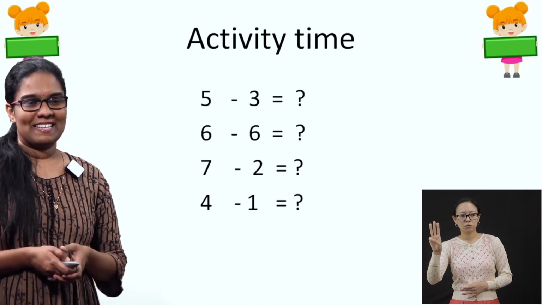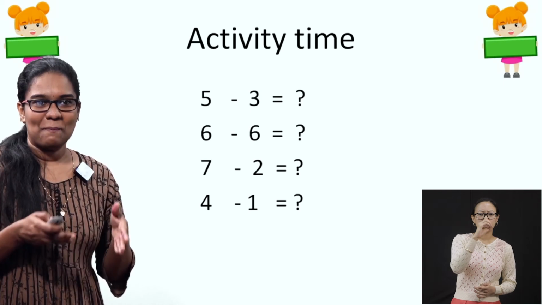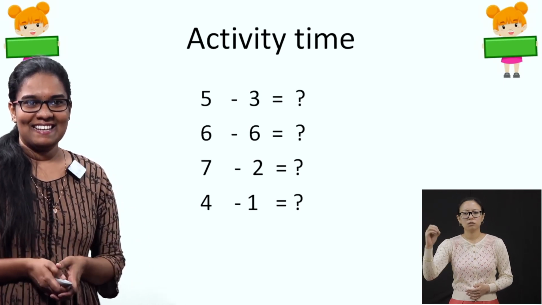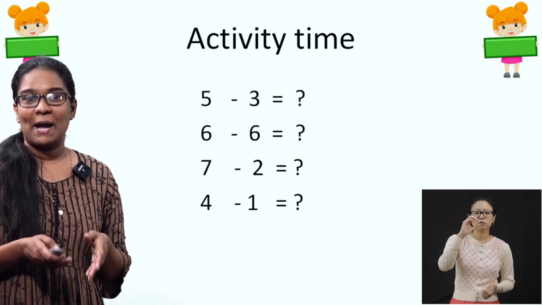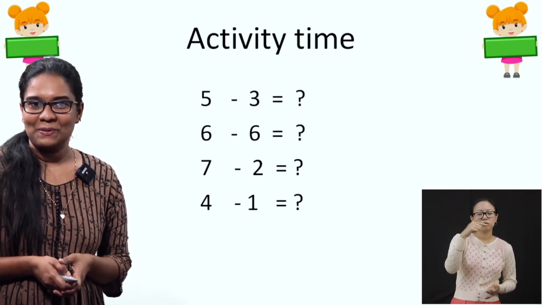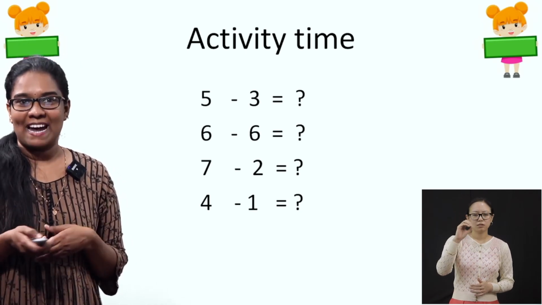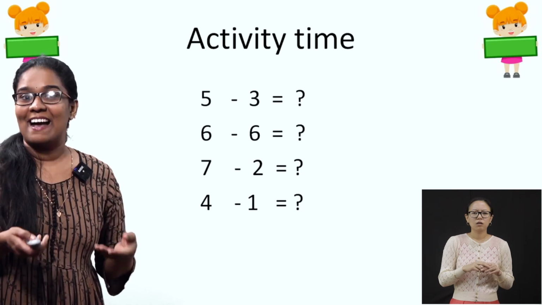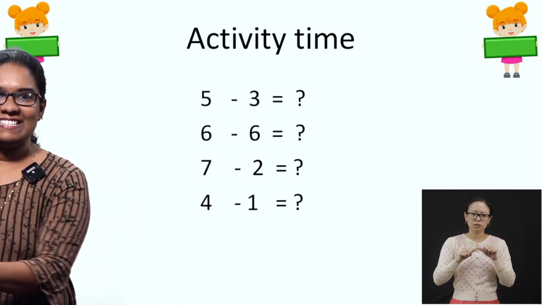Then tell me, what's the answer of 10 minus 10? Yes, it is 0. Right. Then tell me, what's the answer of 5 minus 5? Yes, it is also 0. When we subtract same numbers, the answer is 0.